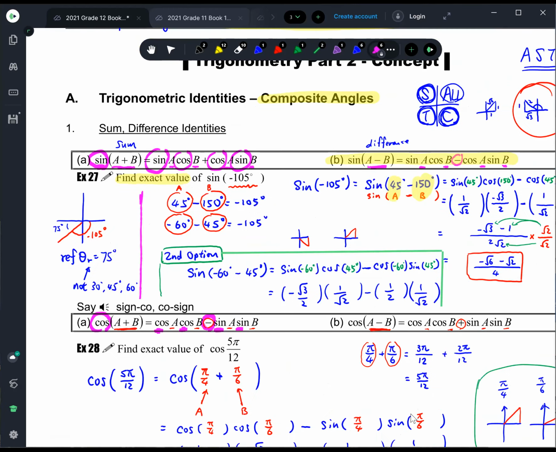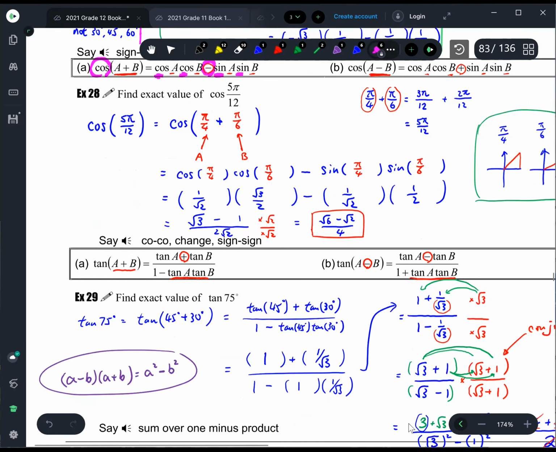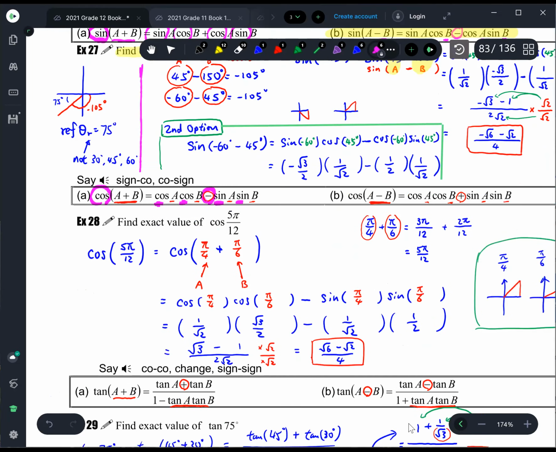Okay, if it's sine, sum and difference, sine, cosine. Cosine, sum and difference, change, sine, sine. All right, and then it's down here. I already wrote it down. Okay, so next time I'll test you. Everyone will have to say it.